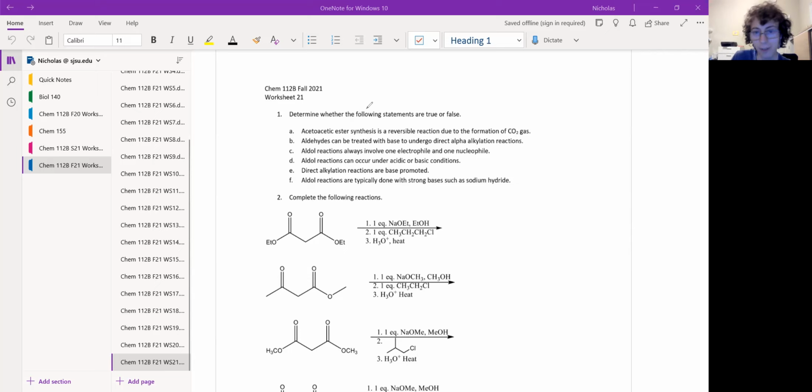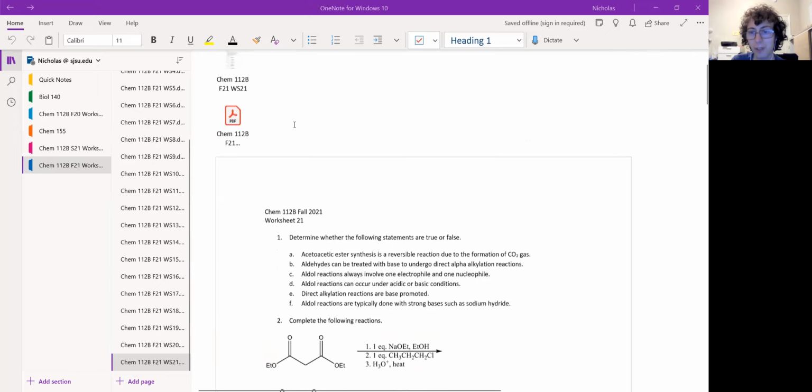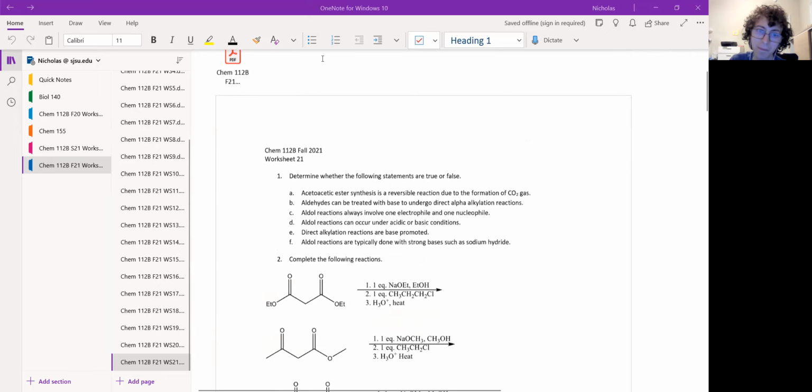So first, there's a true-false section. And the first question is, acetoacetic ester synthesis is a reversible reaction due to the formation of carbon dioxide gas. So I'll start by showing you an example of what a typical acetoacetic ester synthesis would look like. You'd start with a structure like this, where you have a ketone and an ester beta to each other, and they share this alpha position between them.